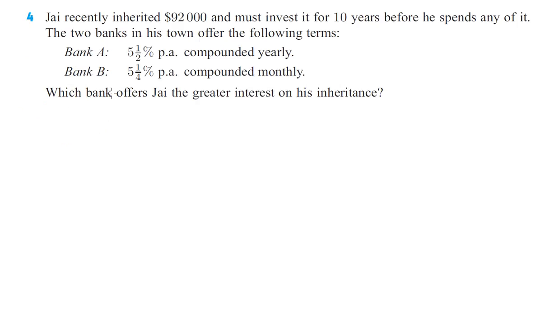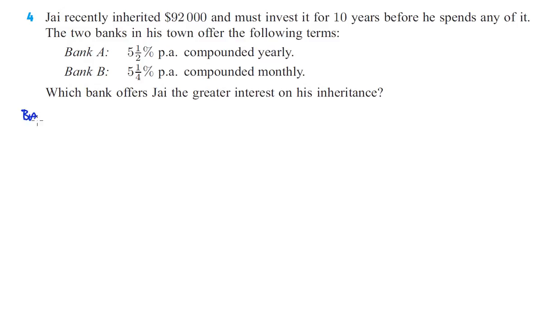All right? Okay. Next one, number 4. Jay. I'm going to go with Jay on that one. Jay recently inherited $92,000. Lucky Jay. And must invest it for 10 years before he spends any of it. Two banks in his town offer the following terms. Bank A, 5.5% compounded yearly, versus Bank B, 5.25% compounded monthly. Which bank offers Jay the greater interest on his inheritance? Now, that's a pretty good question, because you're going to want to figure out what's going to get him the most money, since he can't spend it for 10 years anyway. So let's figure both of those out.